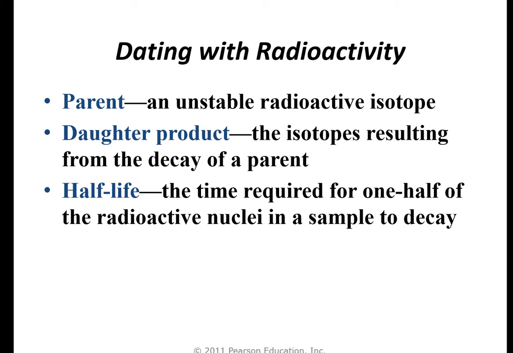There are several other terms in radioactivity we'd like to look at. A parent is an unstable radioactive isotope. A daughter product is the isotopes resulting from the decay of a parent. And half-life. You've probably heard of the word half-life. It is the time required for 1/2 of the radioactive nuclei in a sample to decay. And so we can talk about the half-lives of various elements.